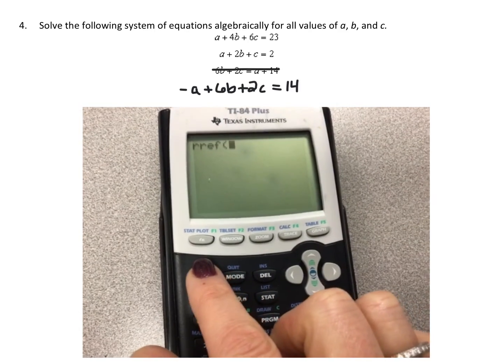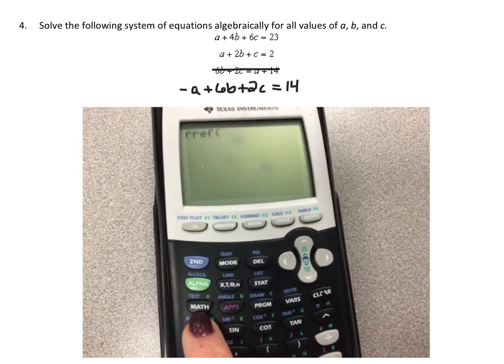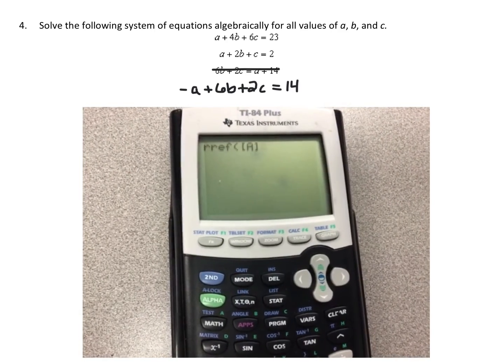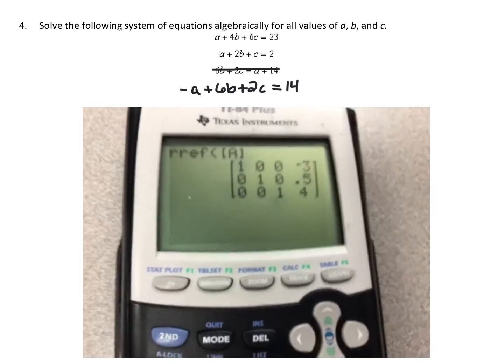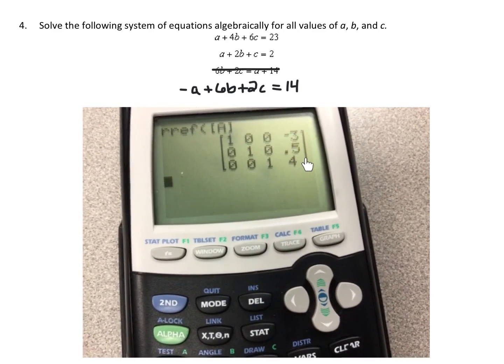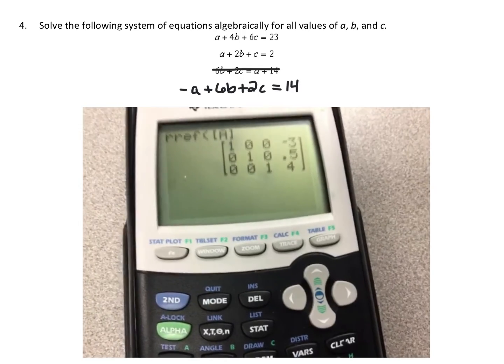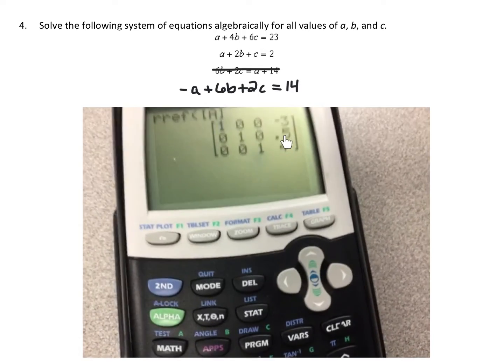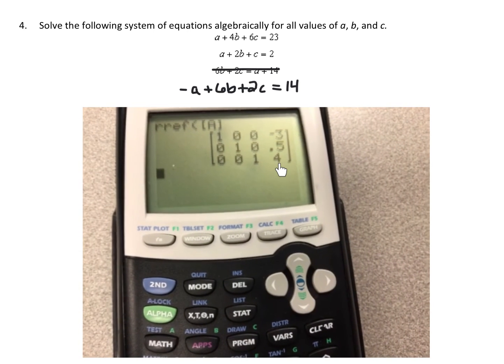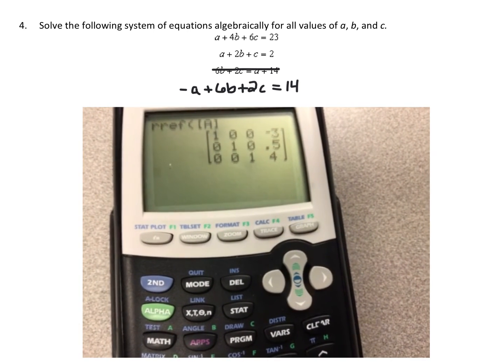So for the third and final time, we hit second, matrix. And on the first one, just hit enter. That's the one we created. That's what we want to use. And when you hit enter, these are our answers. Negative 3, 0.5 or 1/2, and 4. It goes right in order. See how we have A, B, C? A is negative 3, B is 1/2, and C is 4.